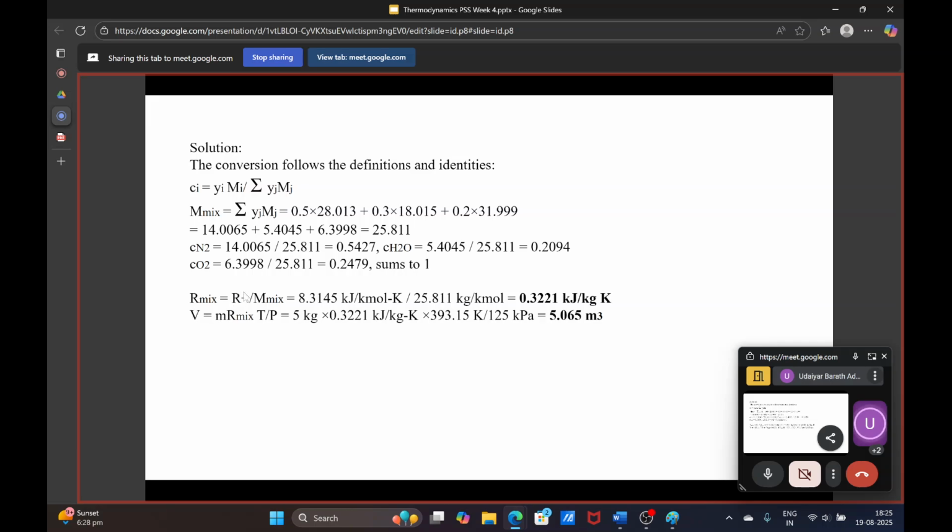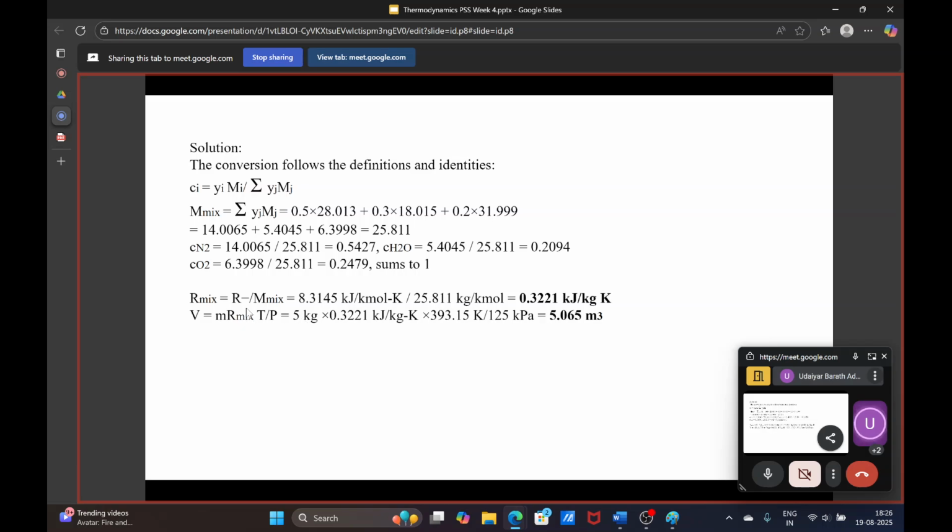So R mix is R bar, the universal gas constant, divided by the molar mass of the mixture. It's not R minus, it's R bar; it's shown as R minus here, some version problem. The universal gas constant is 8.3145 kilojoule per kilomole Kelvin, divided by the molar mass, 25.811. This gives you the gas constant for the mixture, which comes out to be 0.3221 kilojoule per kg Kelvin.